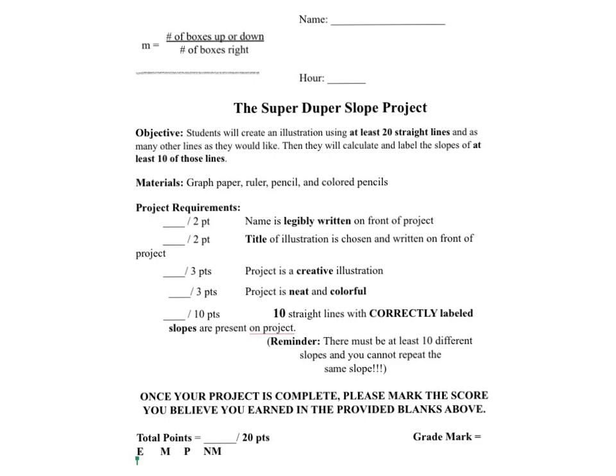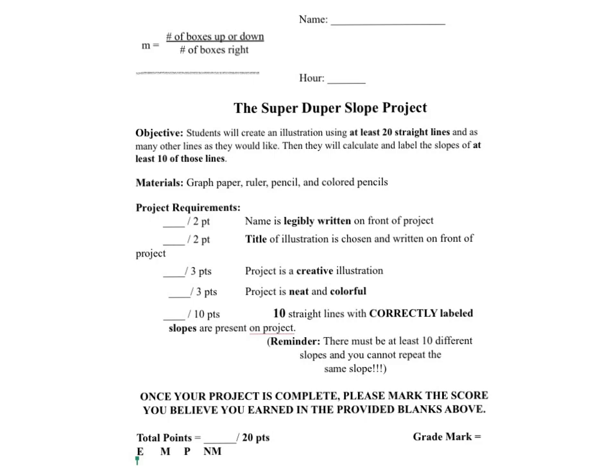3 points if it's neat and colorful. So just make sure you're using your ruler and you color it in. You're getting 3 easy points there. And that makes up the first half of the points for the project, and the last half will come from the 10 straight lines with correctly labeled slopes.